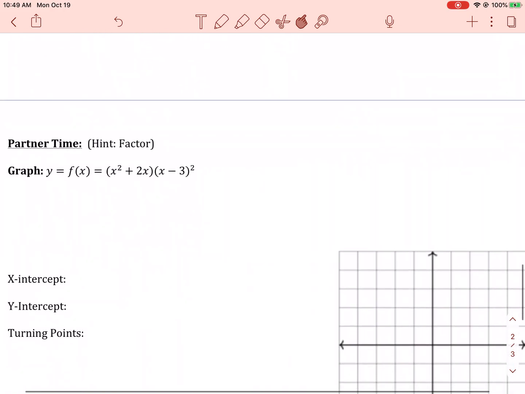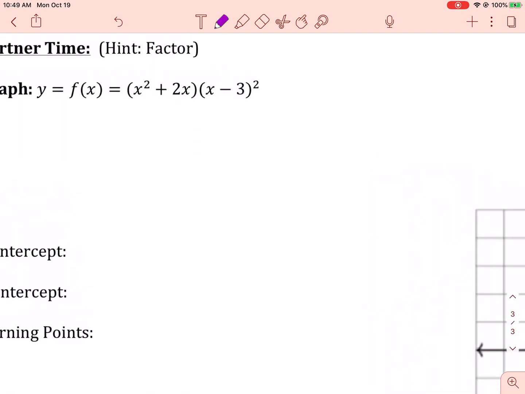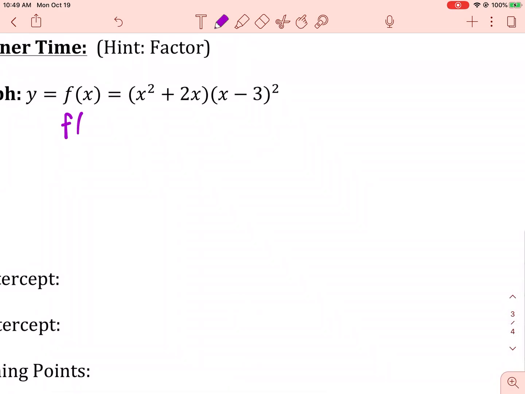Okay, partner time, aka time for you to try your best. Please pause the video. Here we go, guys. So the hint was to factor. Hopefully you paused the video. All I meant by that is you want to get it in the most factored form. So you can take out a GCF right there of an x. Now this is in factored form, so we can find those intercepts much, much easier.